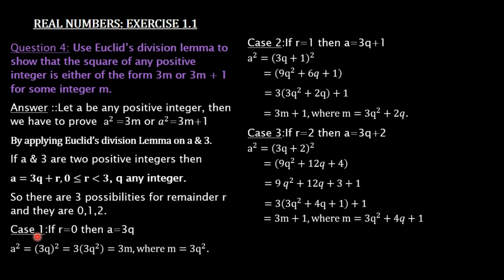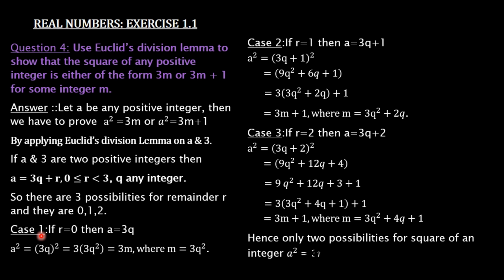Hence what we proved? Every square of a positive integer is of the form 3m or 3m plus 1. Hence, only two possibilities for the square of an integer: a square equal to 3m or a square equal to 3m plus 1.